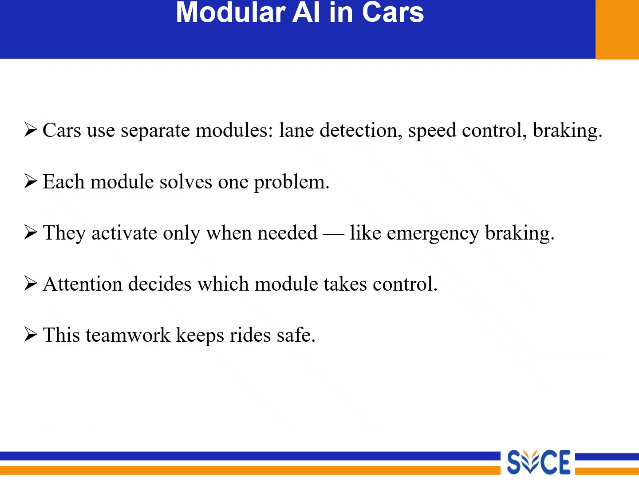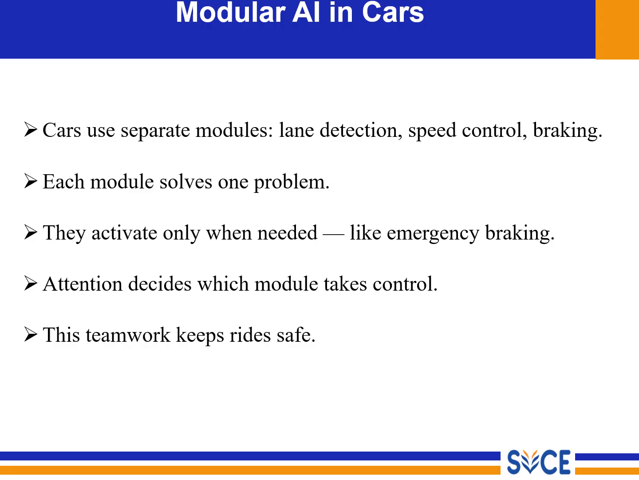Now let's look at the autonomous vehicle. Self-driving cars use multiple models such as lane detection, obstacle detection, speed control, and braking systems. Each model is responsible for a specific function. These models work together to ensure safe driving. For example, the lane detection model ensures the car stays within the lane, while the braking model activates during emergencies. AI coordinates these models and decides which one should act at a given moment.